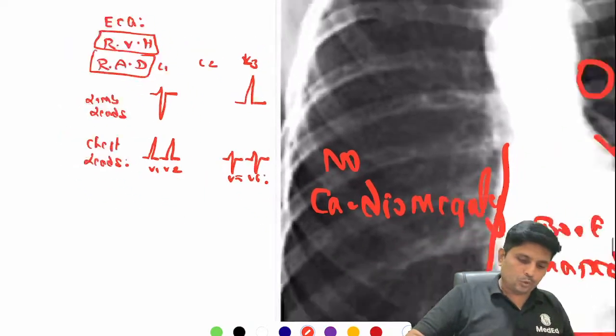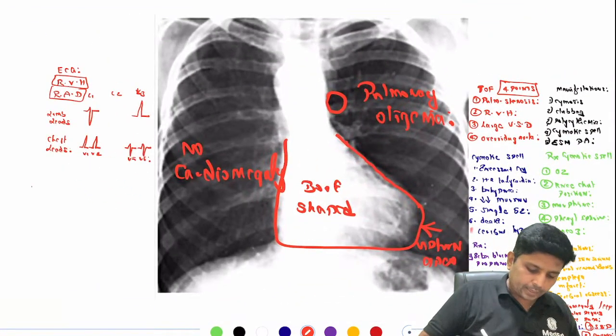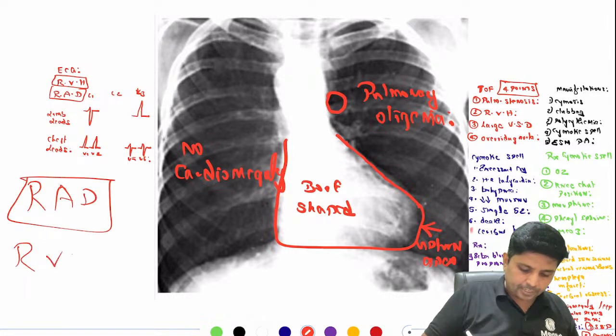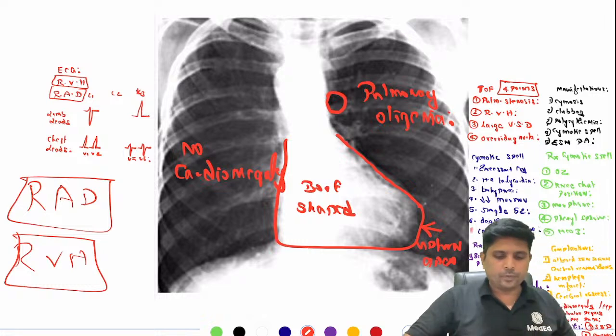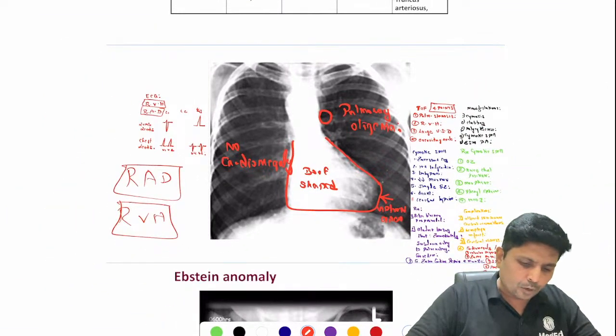Right. So you will get right axis deviation, you will get right ventricular hypertrophy. Okay, then a small thing that you need to know is one more point.